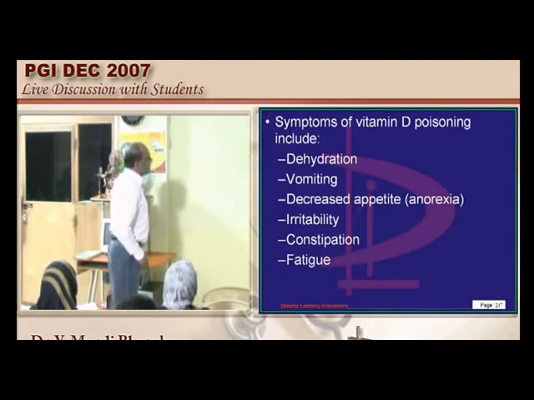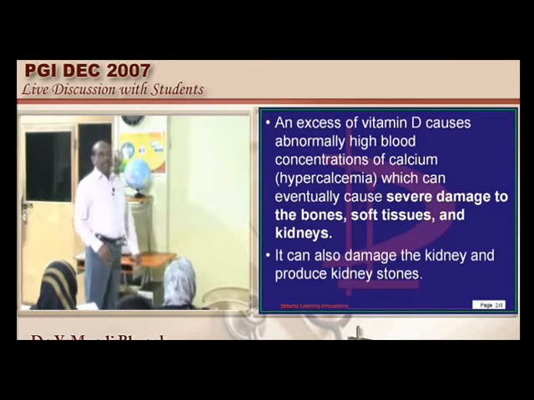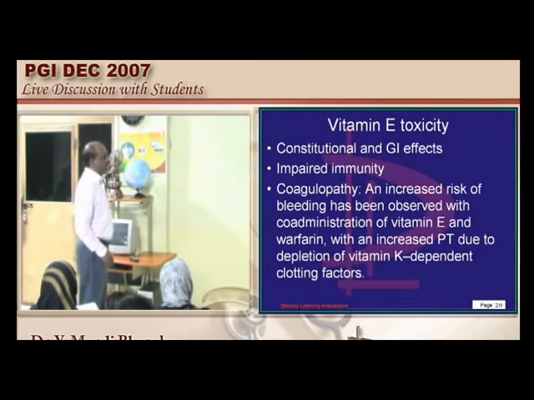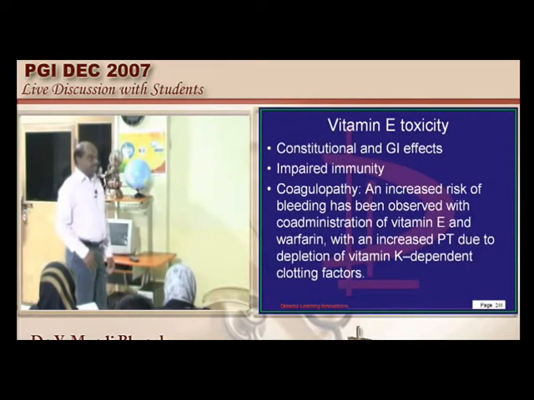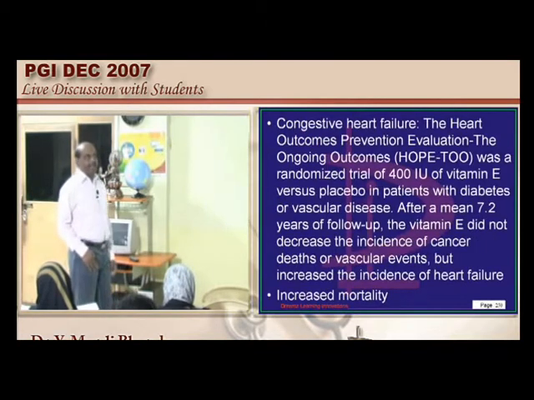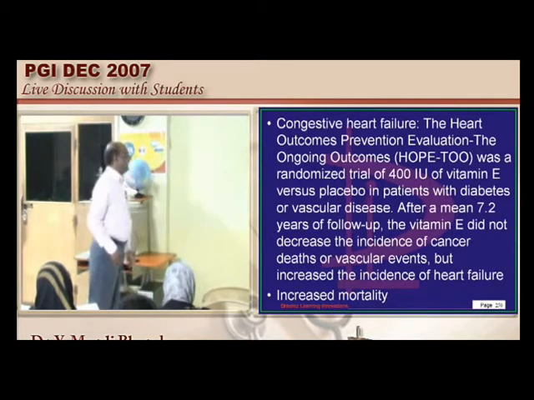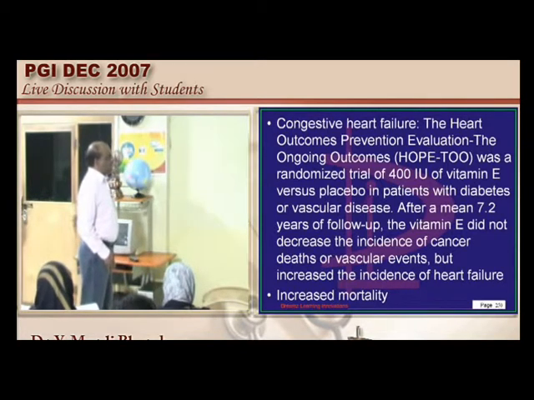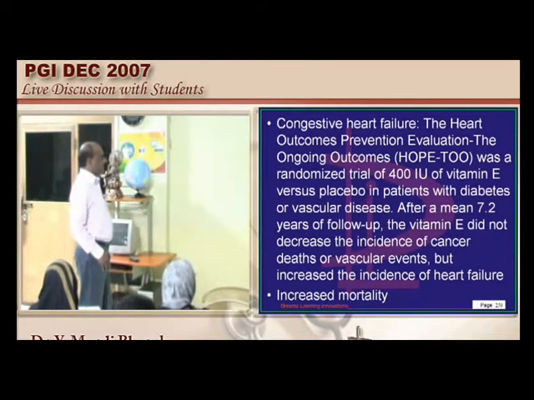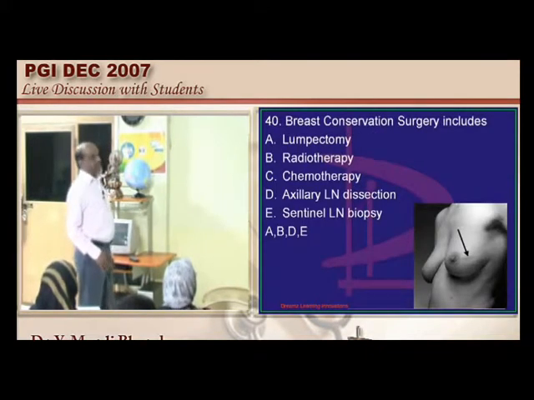Then what do you come across in that? Coagulopathy can be there, congestive heart failure will be seen with vitamin E toxicity. Constitutional and GI effects, impaired immunity, increased mortality, not something with the bone. So that is not associated. D is associated, A is associated, and B and C are water soluble, so there is no chance of their accumulation at all. Now let's go to the next question.